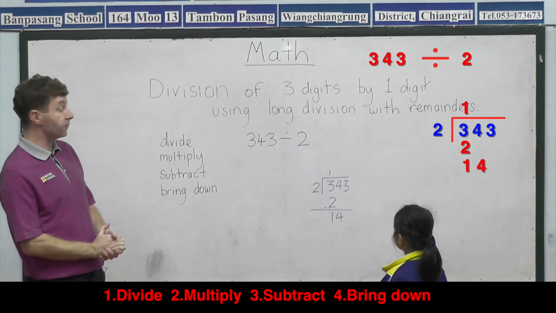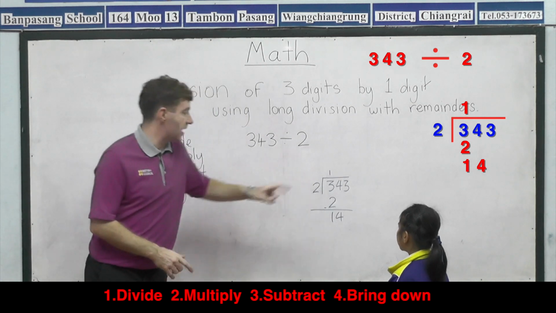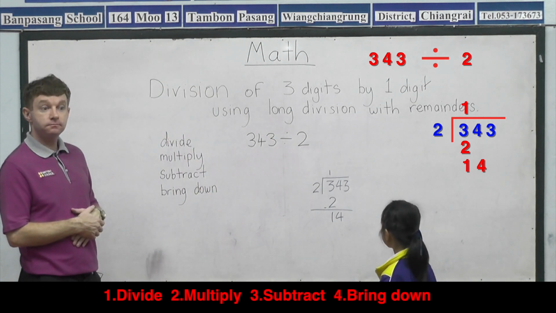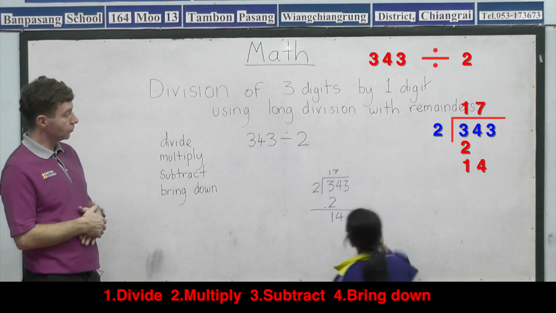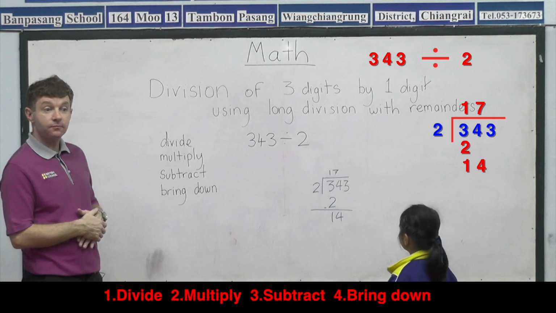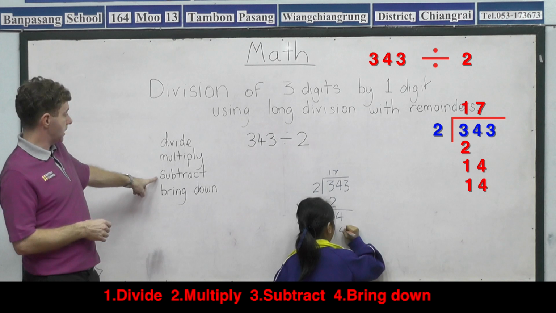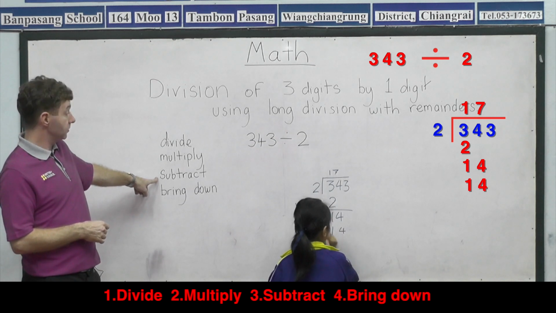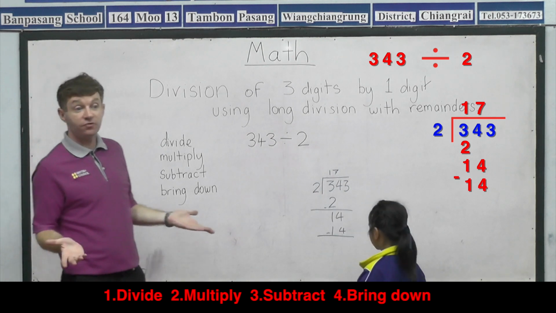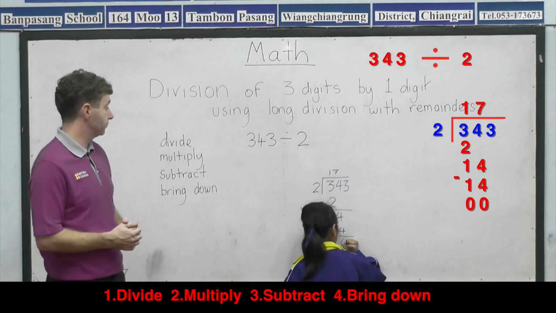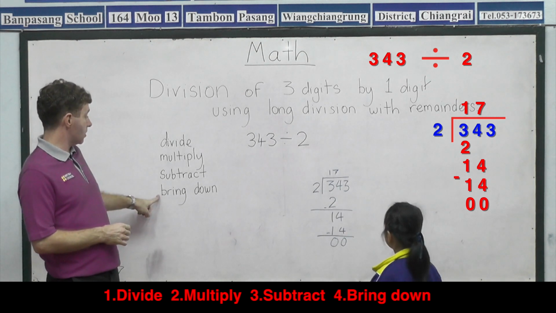So next we repeat the process. We then go 14 divided by 2 equals 7. 2 times 7 equals 14. Now we're ready for step 3. Subtract. 14 minus 14, 0. Excellent. And now we're ready for our next step.